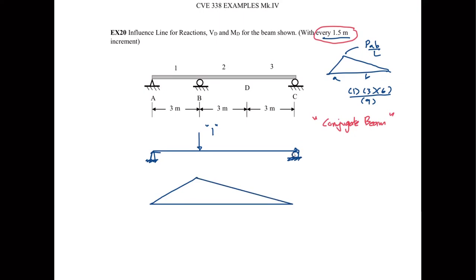And it's not just the bending moment diagram, it's what we call the M over EI diagram. So the magnitude is 2, but it has to be divided by EI. When you put this diagram on the beam, the beam will be called the conjugate beam.